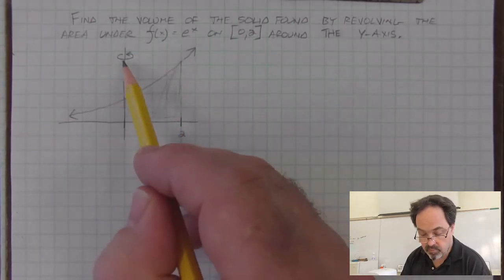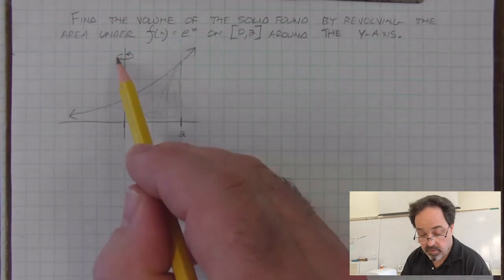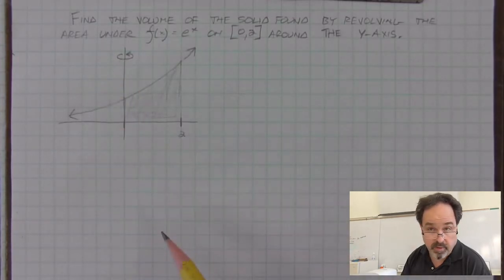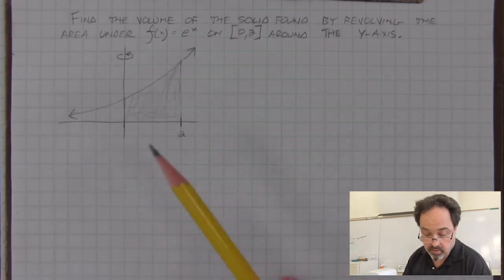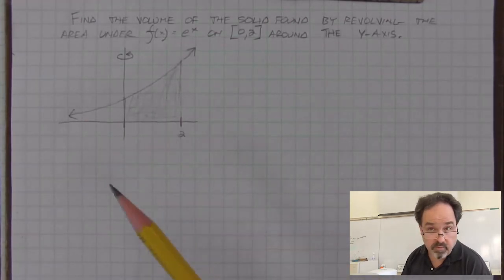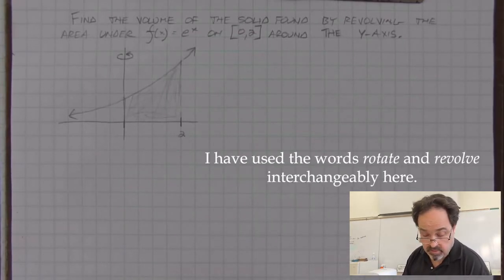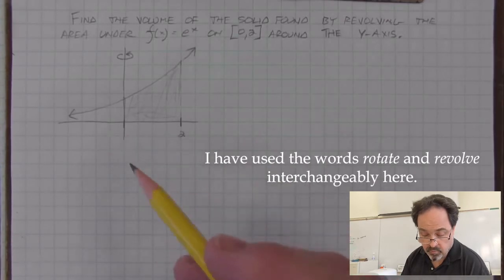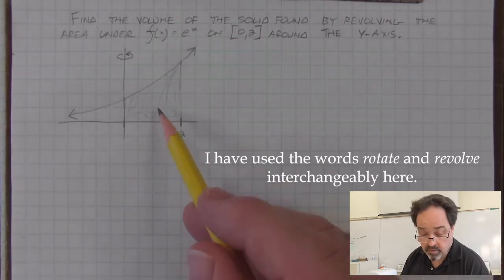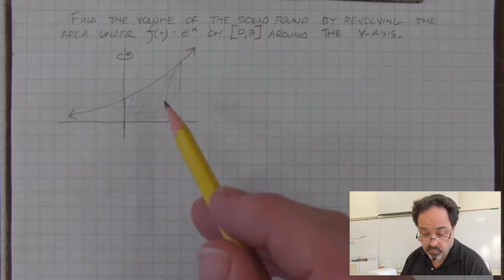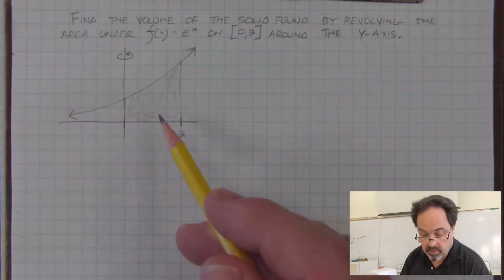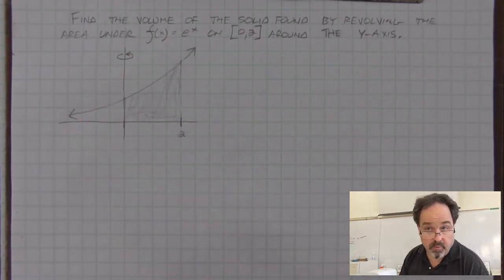I have a symbol which looks like a circle in perspective to label the line that I'm going to rotate this region around. And immediately I notice that it's not the x-axis, it's the y-axis. So what does this solid look like if this region was to rotate around? I'm visualizing a bowl. I'm going to draw it after I have some more information.